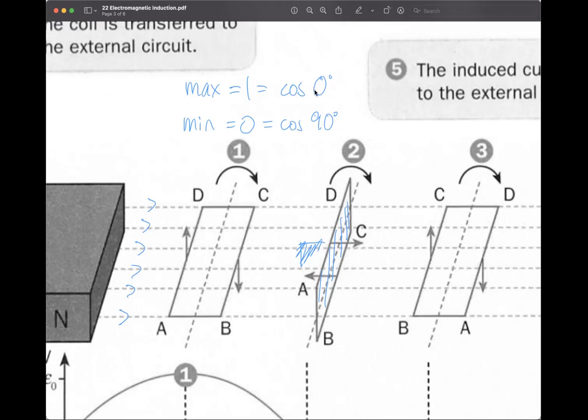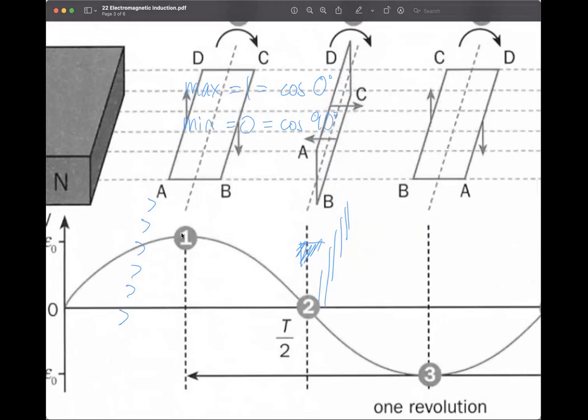When it's at 0 degrees, you have the maximum magnetic field. When it's at 90 degrees and falls down to like this, you get the minimum. Can you see here? What I'm trying to say is that different angles give you different values, and it's determined by your cosine graph. Can you see this graph?